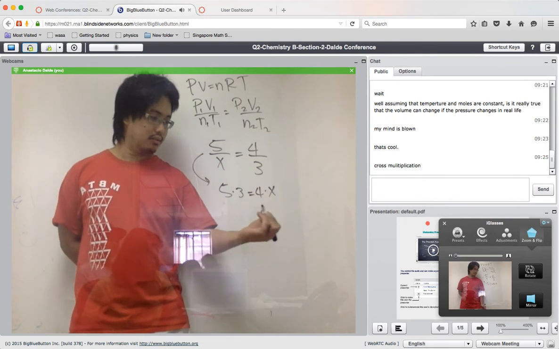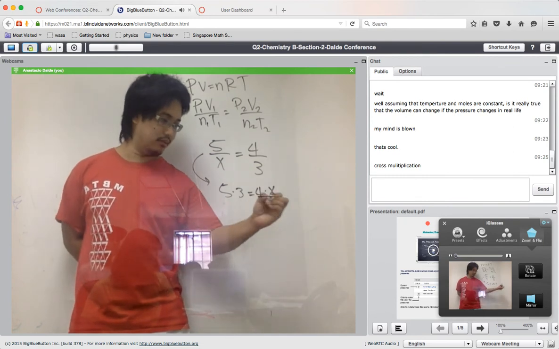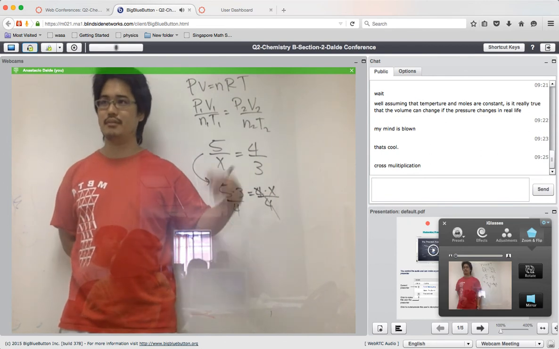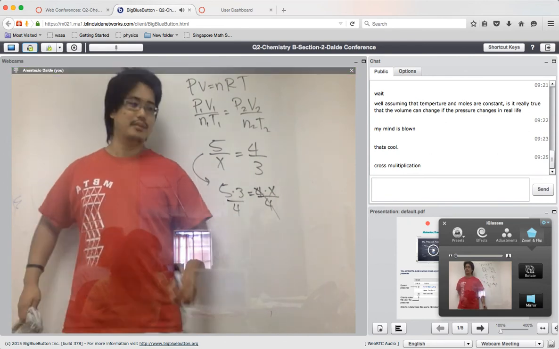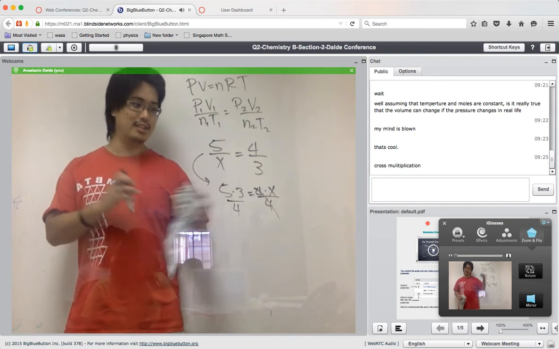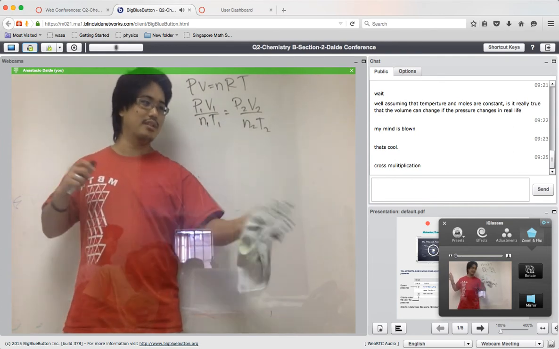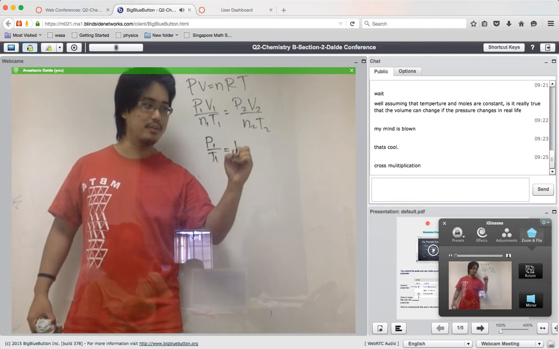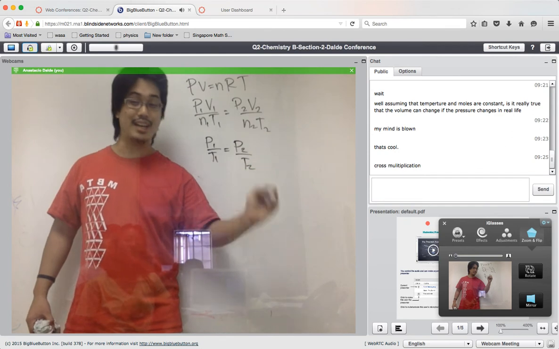And then this is the same problem. You just divide by 4 and divide by 4 and there you go. You got your answer again. X equals 5, whatever. Got it? You see how this scenario relates directly to this? This would be like if I gave you P1 over T1 equals P2 over T2, and I asked you to solve for T2.